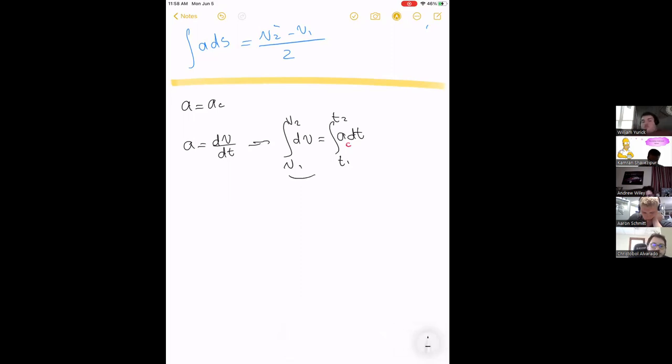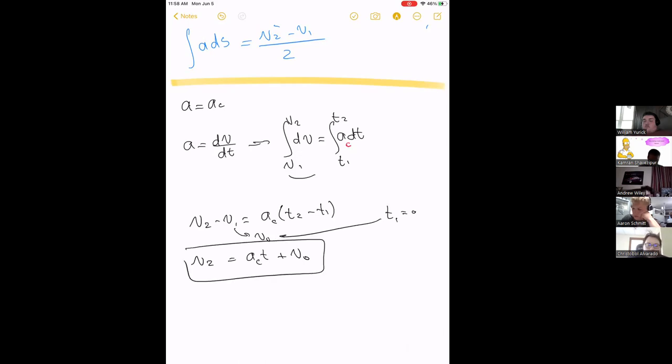So the left side is going to be V2 minus V1 equals Ac (T2 minus T1). And if T1 is zero, a lot of times we start the motion at zero time, then you're going to get V2 equals Ac t plus V0. I'm going to call this V0 because it's at T0. You get this, right? Or t2 could be any time. You can simply say V is Ac t plus V0. You see, V is a function of time now because time is variable.